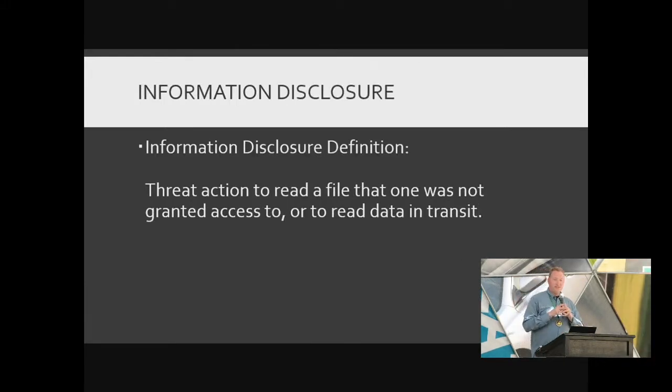Information disclosure is very similar to tampering, except this time it's unauthorized viewing of the data. So you've been able to gain access to a file. You've been able to see what's going across the wire when you're not supposed to. This has also a lot to do with confidential data that a lot of folks are not authorized to see.